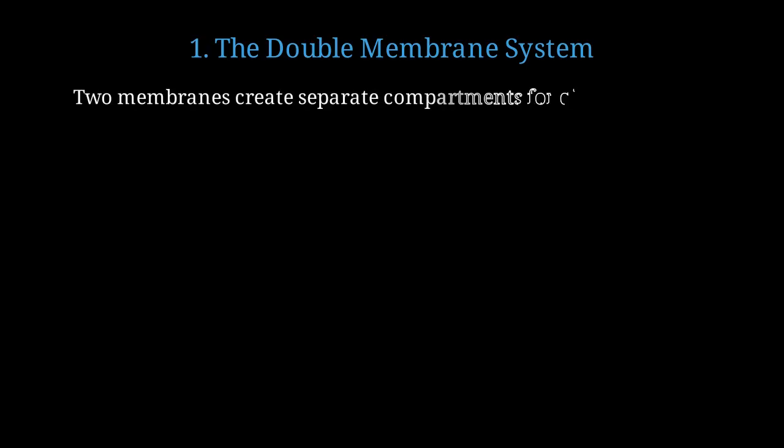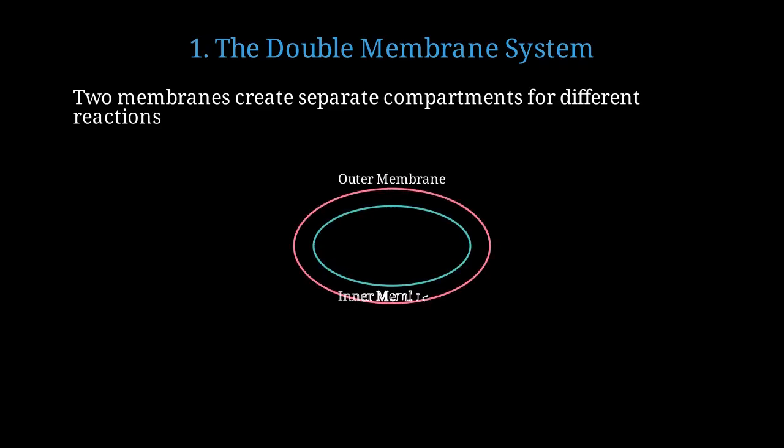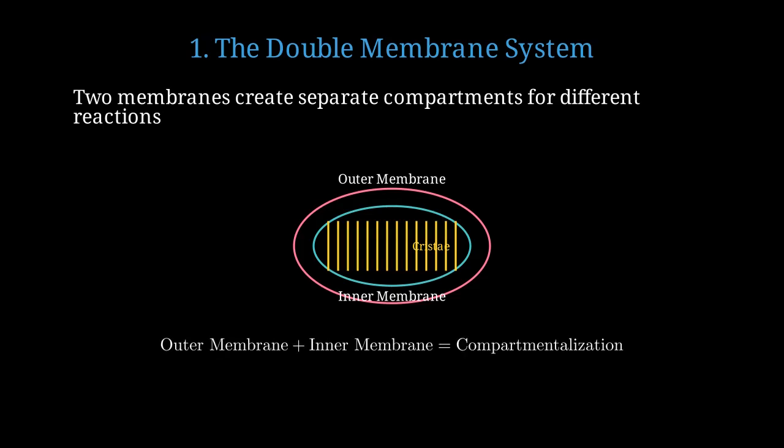Mitochondria have a unique double membrane structure that creates distinct compartments. The outer and inner membranes create separate compartments that allow different chemical reactions to occur simultaneously. The outer membrane is smooth and permeable, while the inner membrane is highly folded into structures called cristae. This double membrane system creates compartmentalization essential for the electron transport chain.